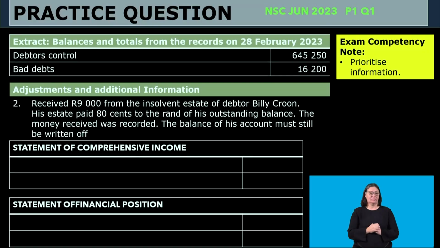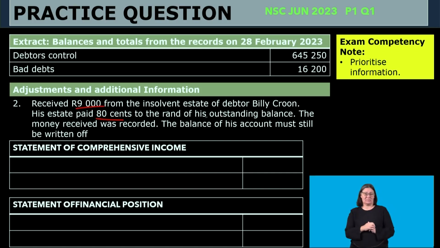Okay, let's look at the next adjustment then. The next one reads, received 9,000 from the insolvent estate of a debtor, Billy Kroon. His estate paid 80 cents, okay? Very, very important that you prioritize information. Whatever you are given that you see is very important, you underline it. So it means the 9,000 that we received is the 80 cents in the rand.